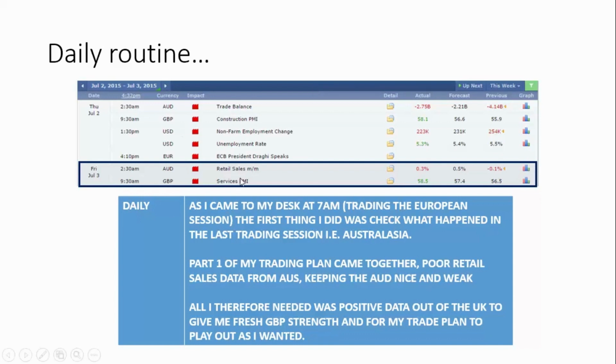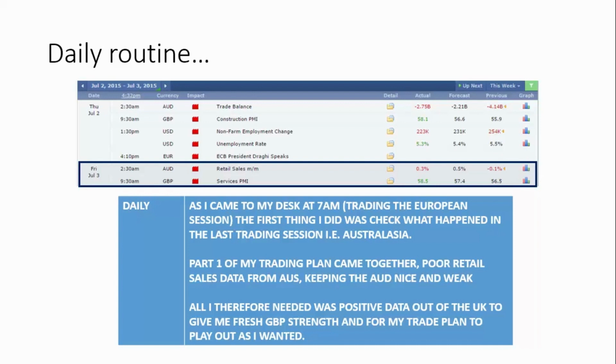I wanted to see weak retail sales from Australia. Why? Because that would support the bigger picture from Australia. So the Central Bank of Australia, the RBA, is bearish on the Australian dollar. Bad data keeps the Australian dollar weak. So coming into the European session, we had a very weak Australian dollar.